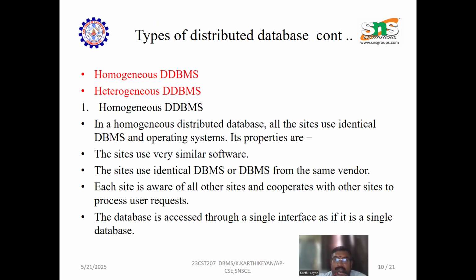One is the homogeneous distributed database. All the sites have identical DBMS and operating system, use very similar software, and have identical DBMS or DBMS from the same vendor. Each site is aware of all other sites and cooperates with the other sites to process user requests, and the database is accessed through a single interface as if it were a single database.